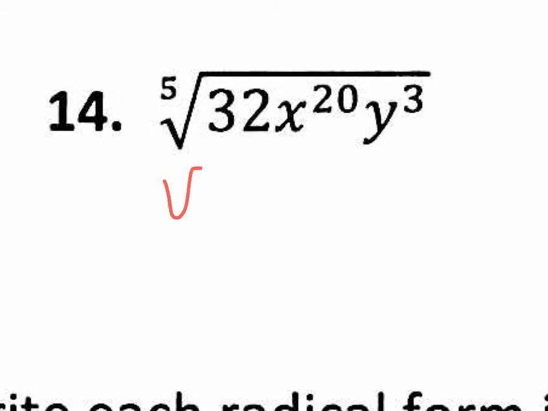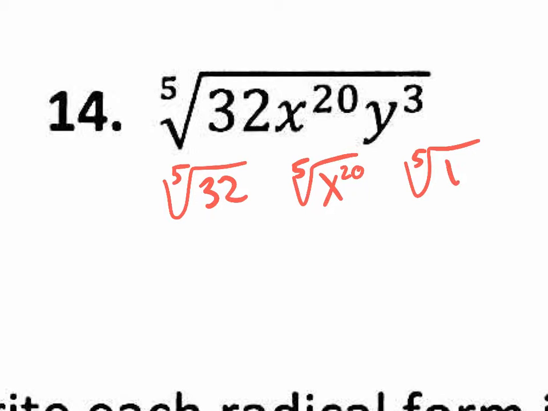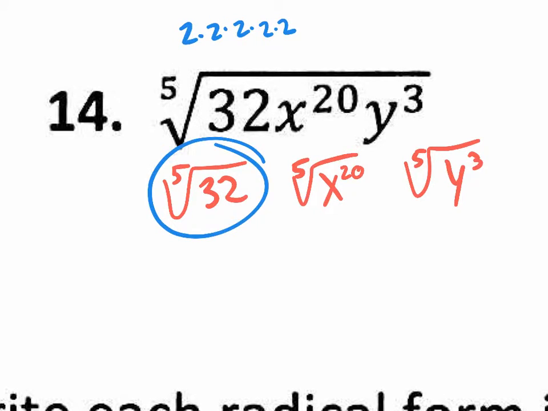So let's do that. The fifth root of 32, the fifth root of x to the 20th, the fifth root of y to the third. So I'm assuming you guys thought this was a hard question, right? Because you asked for it. But the fifth root of 32, what does a fifth root really mean? It's asking you what number times itself 5 times will give you 32. So start with the smallest number. What's 2 times 2? 4 times 2, 8 times 2, 16 times 2 is 32. Right? 2 times 2 times 2 times 2 times 2. That is 32. So this answer is simply 2.